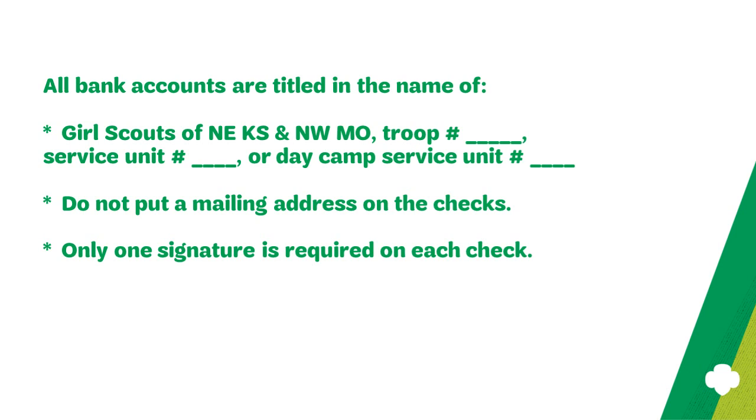Just make sure you know that all bank accounts are titled Girl Scouts of Northeast Kansas and Northwest Missouri, with a comma and your troop number or your service unit number. You do not put a mailing address on the checks, and only one signature is required on each check. But when you sign checks, make sure you keep a good accounting of what you are spending, and make sure you get receipts for all of your transactions.